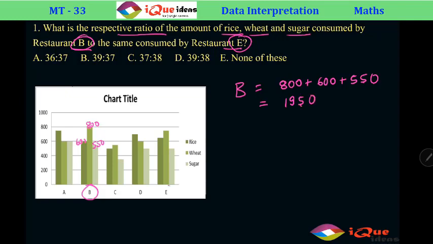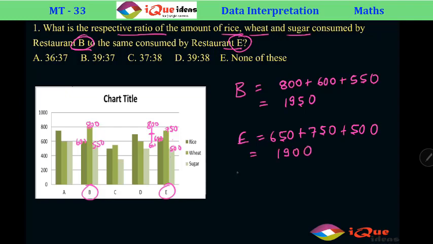Similarly, for restaurant E, rice is going to be between 600 and 700. This is the 800 line, this is the 600 line. The middle one will be 700 and this one will be around 650. Similarly, for wheat, it is 750. And for sugar, it is exactly between 400 and 600, so it is 500. So it is going to be 650 plus 750 plus 500. Add it carefully, 6 plus 7, 13 and 1, 14 and 5, 1900.